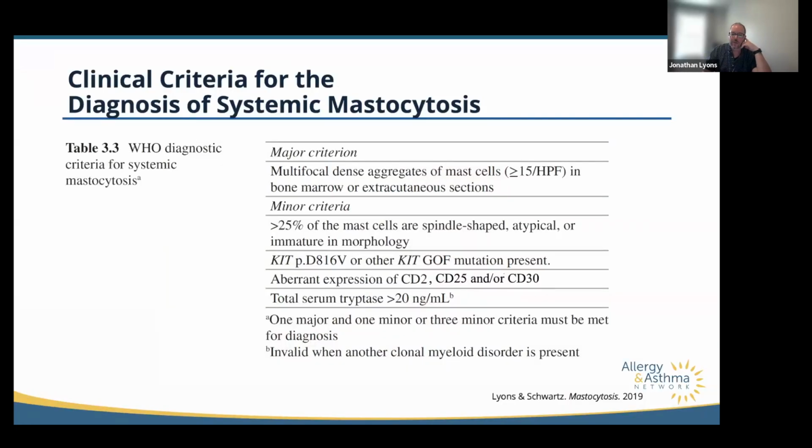So how do we make a diagnosis, at least of clonal mast cell disease? So systemic mastocytosis, the indolent form, is the most common version of this clonal mast cell disorder. And basically what happens in this disorder is that one of these mast cells gains a change in its genetics, so that it starts to grow a little bit unopposed. And so the most common change is a gain-of-function mutation called D816V in KIT, and that's the one clinical test that's available to look for this.